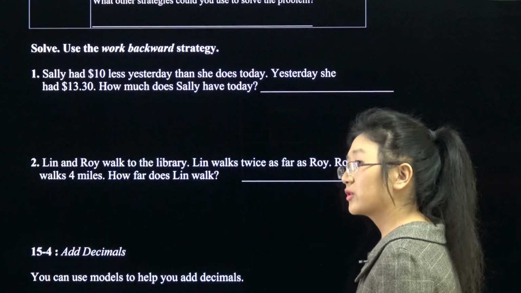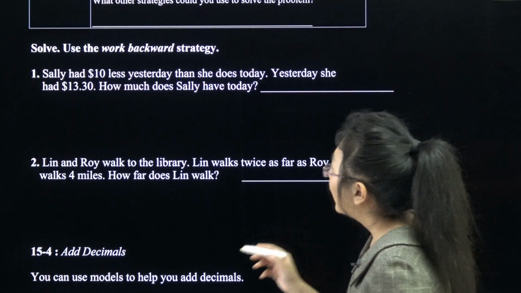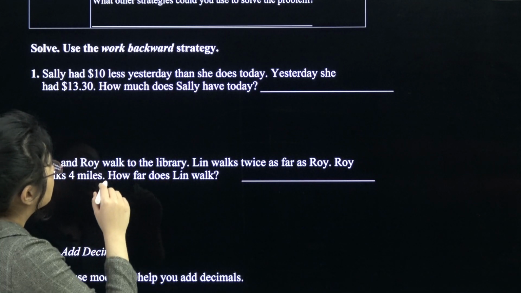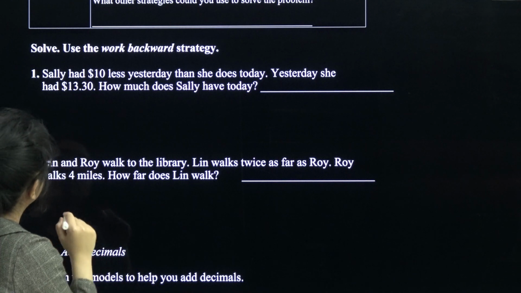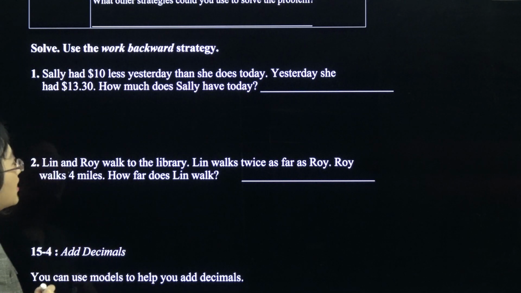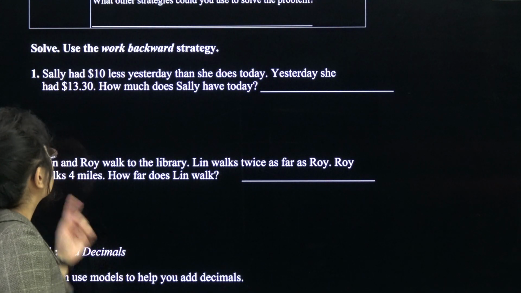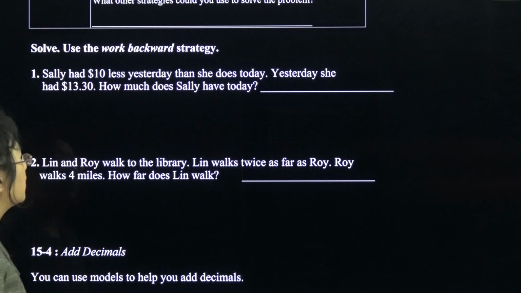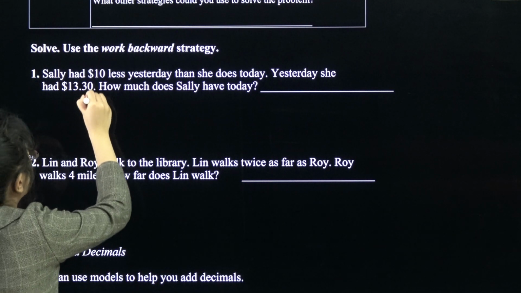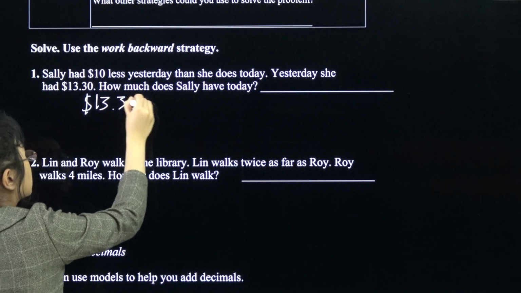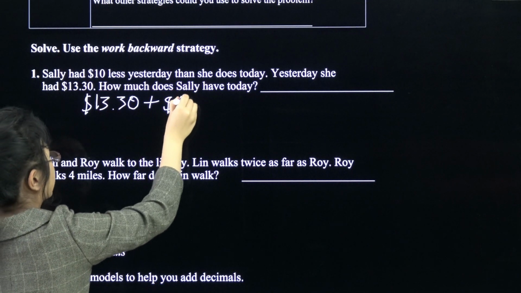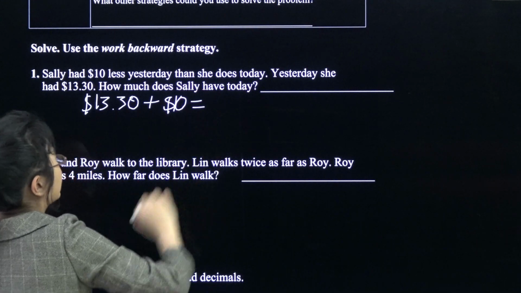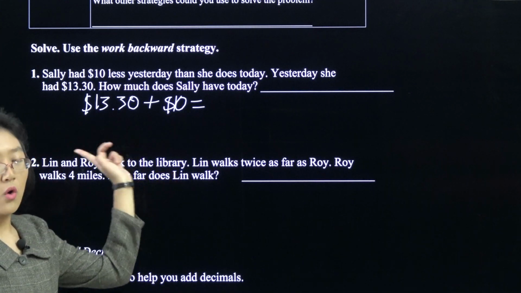So using the work backwards strategy, we are supposed to solve these two problems. Sally had $10 less yesterday than she has today. Yesterday, she had $13.30. How much does Sally have today? In this question, it says Sally had $10 less yesterday, which means that she gained $10 from yesterday. So the mathematical equation would be, well, sentence, I guess. You could also say it like that. To what she has today. So what is this?